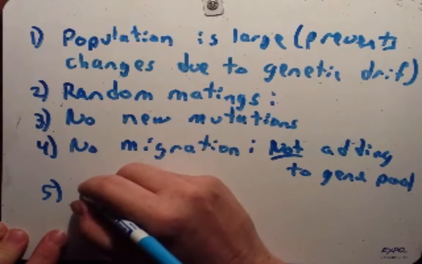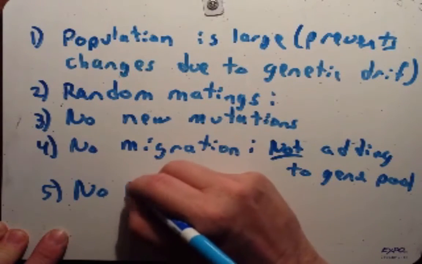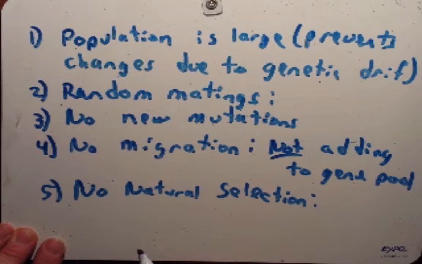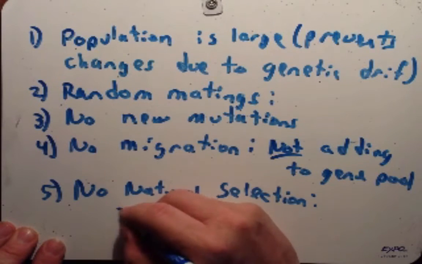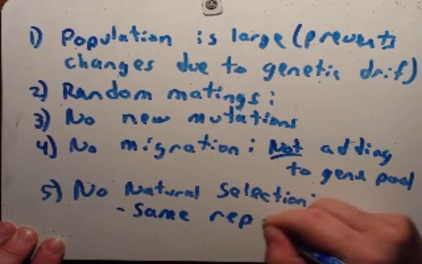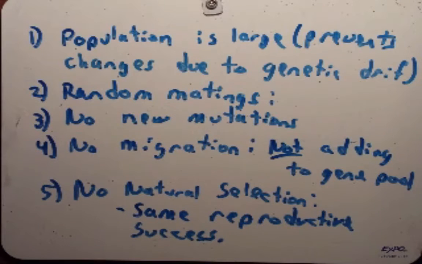And the last one is no natural selection, meaning that the gene we're studying and its associated alleles do not confer any reproductive advantage. So all the members have the same reproductive success. If one member of the population was able to pass its genes on more effectively than the other members of the population, then we would see a change in allele frequencies. But as long as all 5 of these conditions are met, we should not see any change in allele frequency.